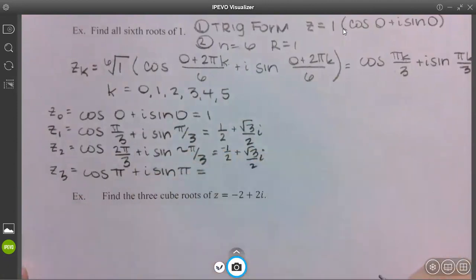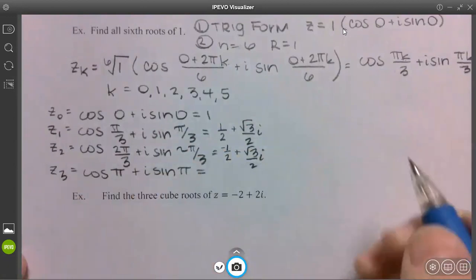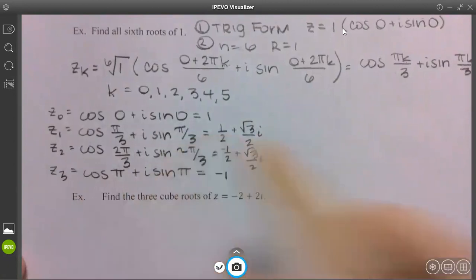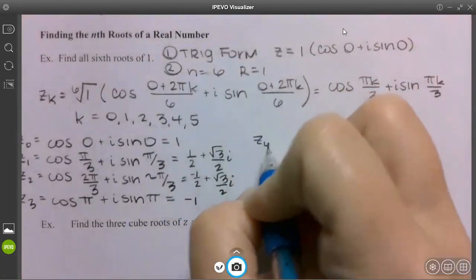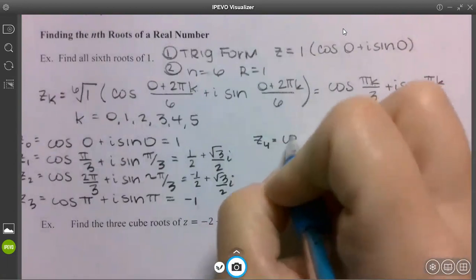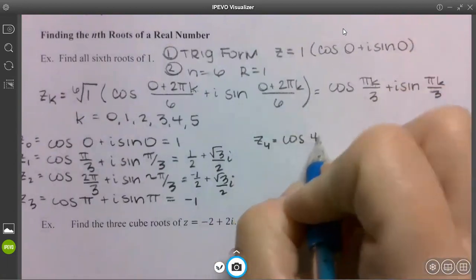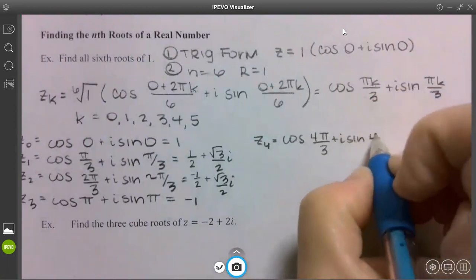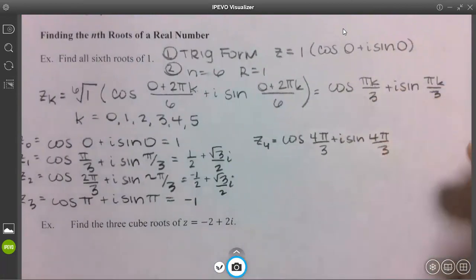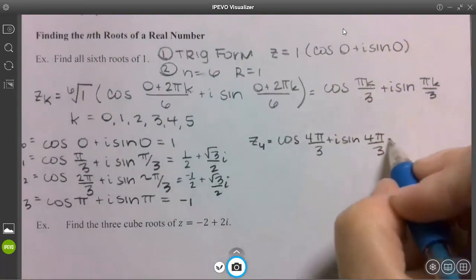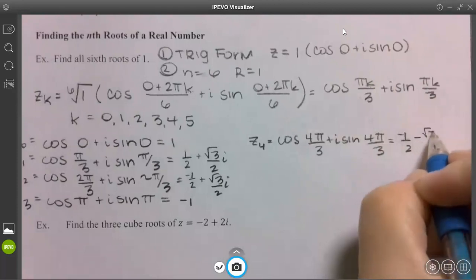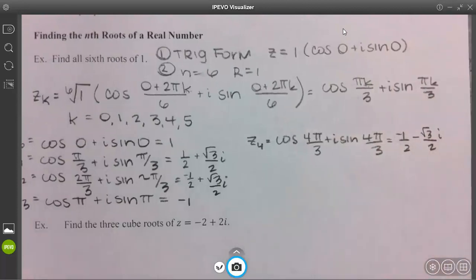Remember, at pi, your coordinate is negative 1, 0. So you're just going to have negative 1, and this is going to cancel itself out. We've got to do Z4, which is cosine 4 pi over 3 plus i sine 4 pi over 3. At 4 pi over 3, your cosine is negative 1/2, or your x coordinate is negative 1/2. Your y coordinate is negative square root of 3 over 2. Make sure you put an i there.